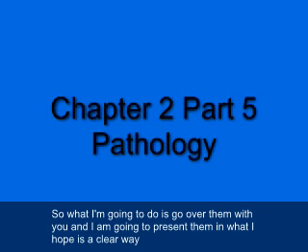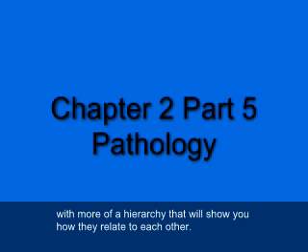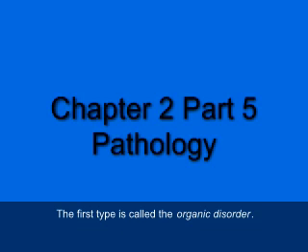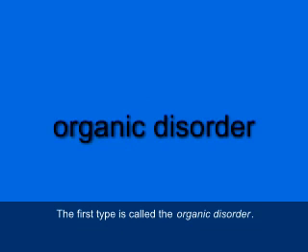So what I'm going to do is go over them with you, and I'm going to present them in what I hope is a more clear way, with more of a hierarchy that will show you how they relate to each other. First of all, there are two broad types of diseases and disorders that we can talk about. The first type is called the organic disorder.